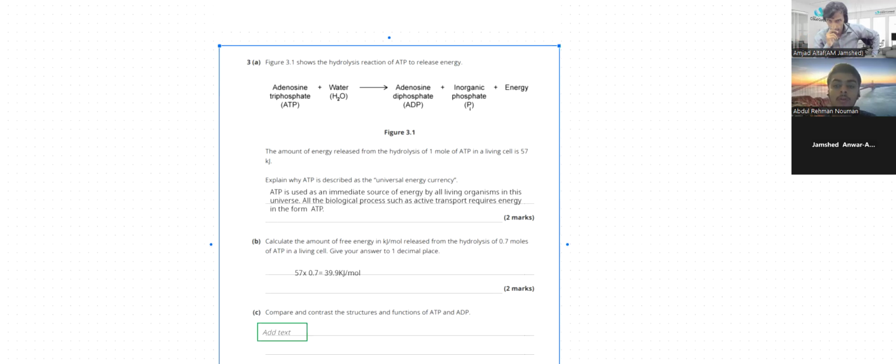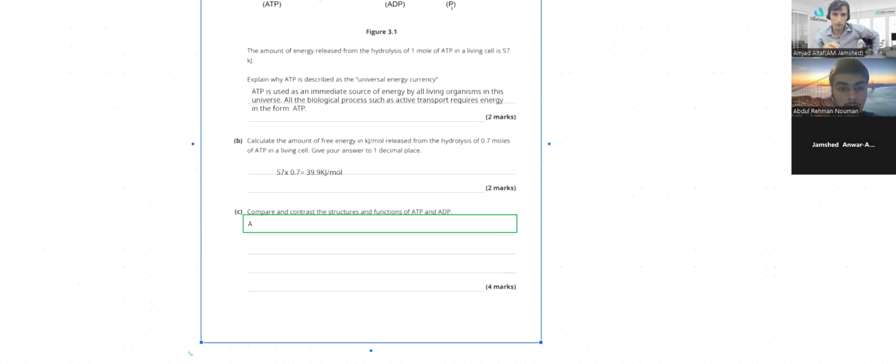Next it is saying compare and contrast the structure and function of ATP and ADP. It's a 4 mark question. So you need to add 2 points for structure and 2 points for function of ATP and ADP.